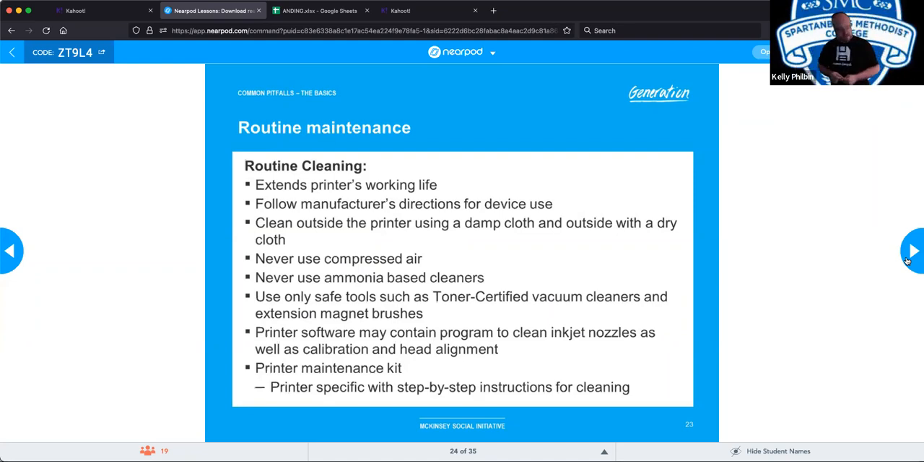This is extremely important. Do not ever use compressed air on a laser jet printer, because if there is any debris, two things will happen. You're blowing debris further into the printer where it will get jammed up later. Or if you have a bunch of toner in there, you're going to be blowing that toner out everywhere. And if anybody has ever cleaned up toner, that is not a pleasant experience. It doesn't just wipe up.